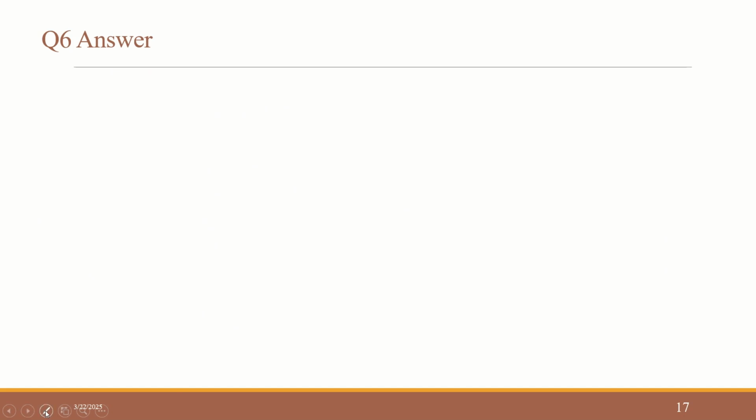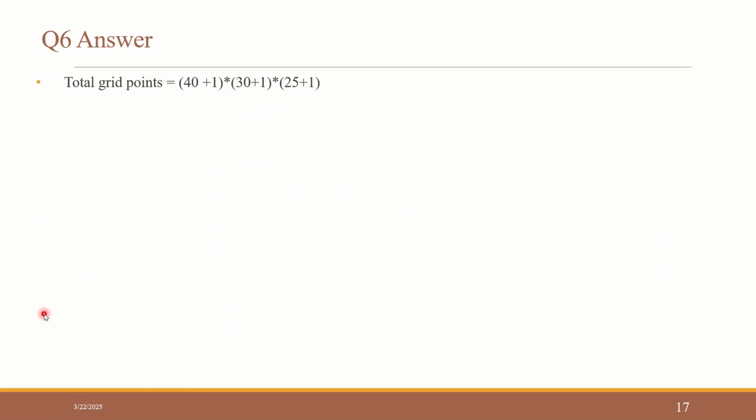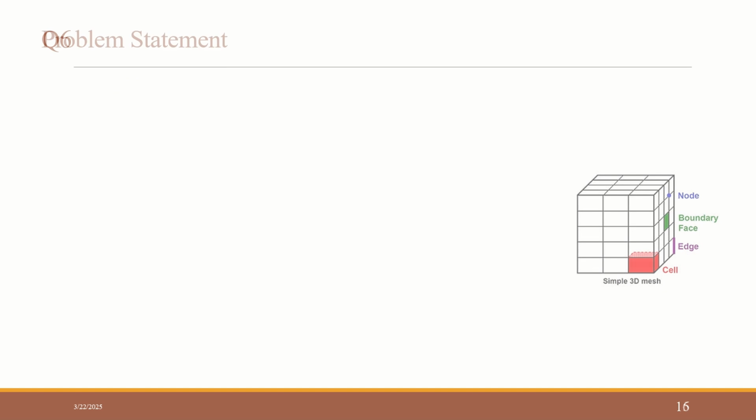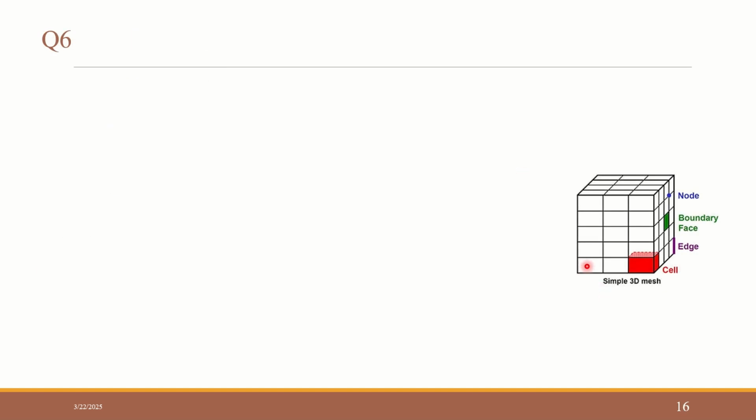So the total number of grid points in our system is 40 plus 1 into 30 plus 1 into 25 plus 1. Because in the last thing itself here, if we talk about 1, 2, 3, 4, 5, 5 equal divisions, we have got 1, 2, 3, 4, 5 and 6 points including the boundary.